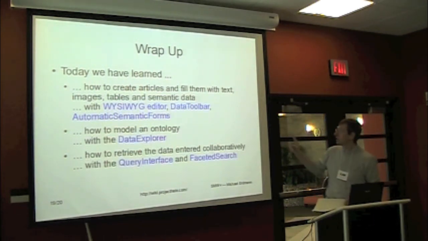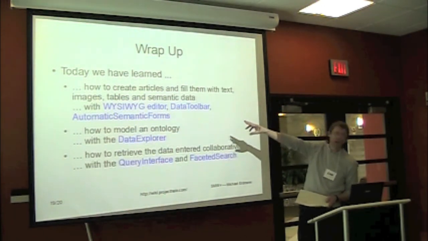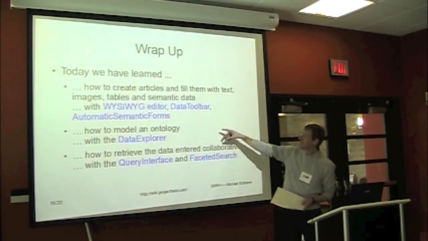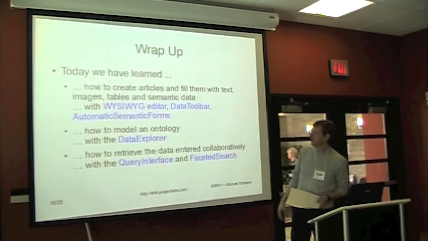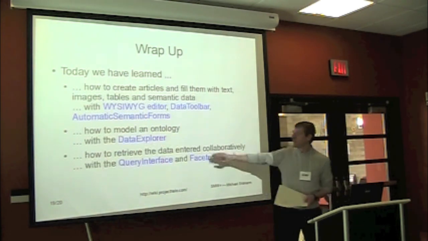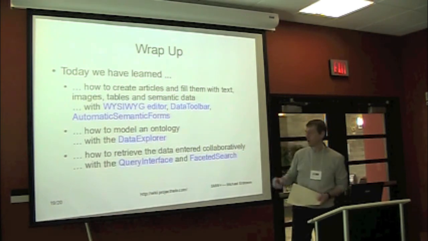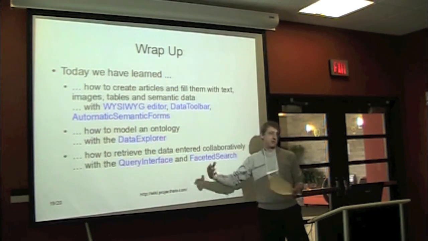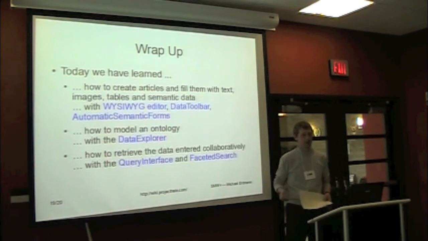So to wrap up, 30 seconds. Today we learned how to create articles, how to enter text, actually tables I skipped, I don't know why, with the visual editor and with automatic semantic forms. I also skipped this one, but you will know how to use it once you see it. We saw how to add an ontology into the wiki using the data explorer, and how to retrieve the data out of the wiki using the query interface, formulating formal queries, and the faceted search, like doing drill down in a more interactive way.